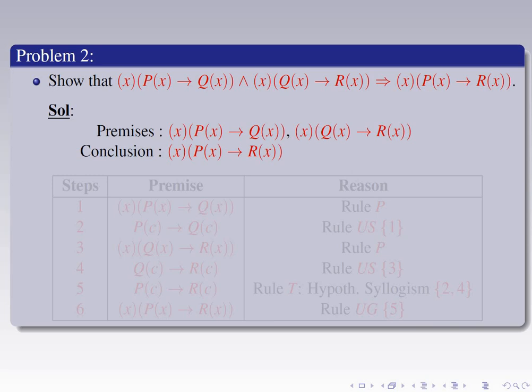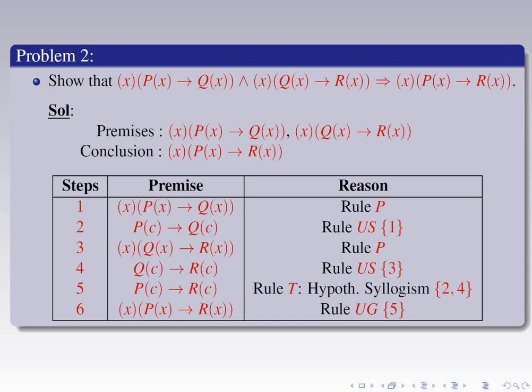Now we are going to take the premises one by one in the following table. Step number 1. Consider the given premise. The first premise is for all x, P(x) implies Q(x). We are just taking the premises from the given problem, so it will be represented as rule P. For all x, P(x) implies Q(x), using universal specification, we can rewrite this as P(c) implies Q(c).